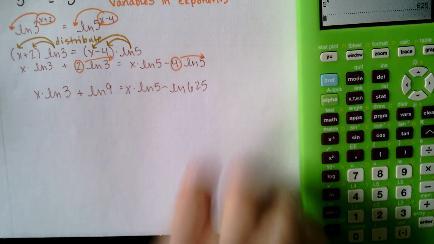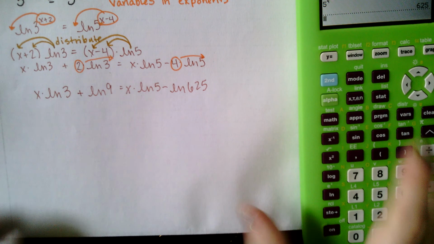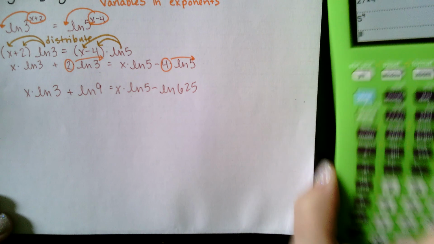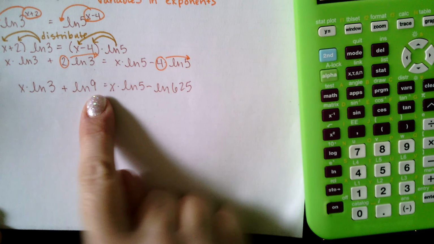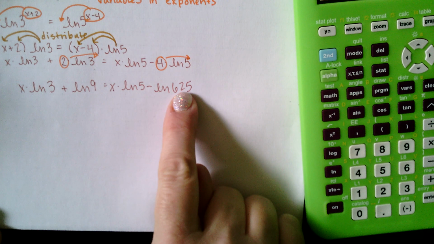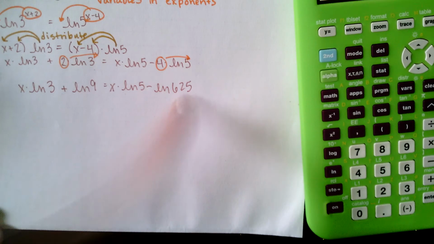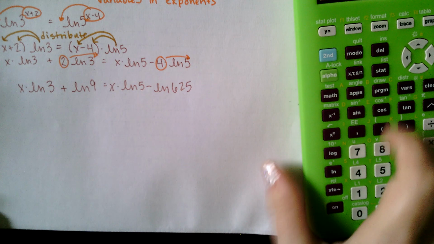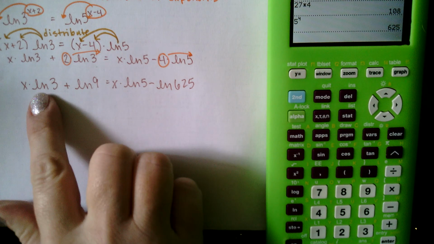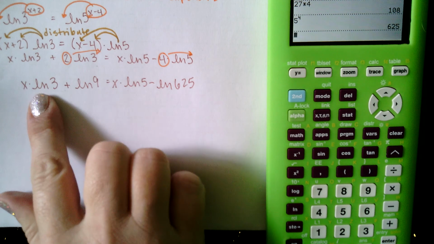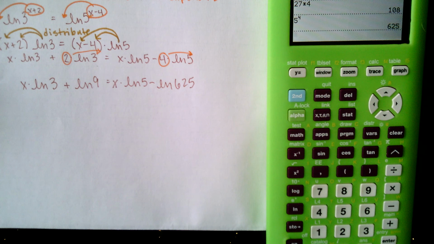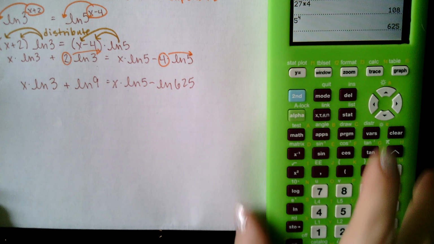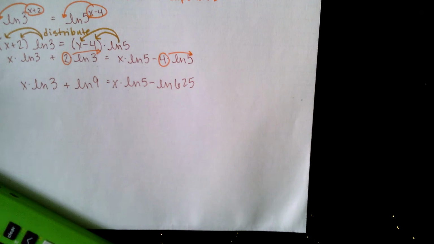Okay. So a couple of things to keep in mind. All of our logs are just numbers. Like natural log of 3 is just a number. Natural log of 9 is just a number. Natural log of 5 is a number. Natural log of 625 is a number. So in dealing with all of these, they're just numbers. So this would be like 7x plus 2 equals 12x minus 87. We're going to be manipulating things in similar ways that we have before.